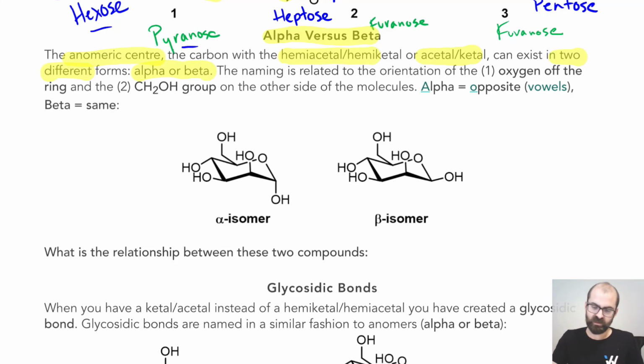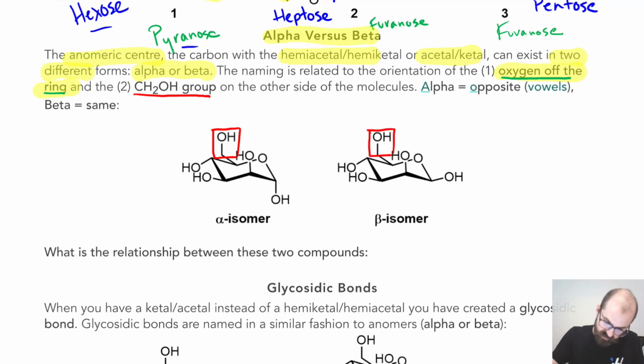So the naming is related to the orientation of the oxygen off the ring, which I guess I'll do in green to make that kind of clear, and the CH2OH group, which I'll do in red. So in these 2 examples below, our CH2OH group, I'm just going to highlight in red, and our OH is in green.